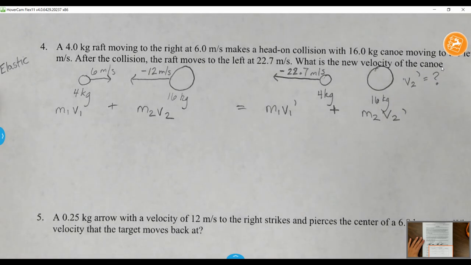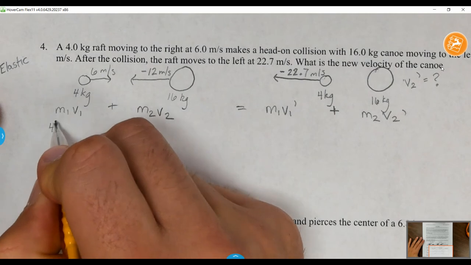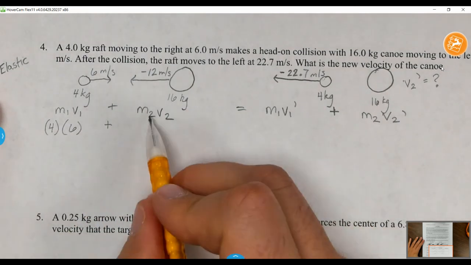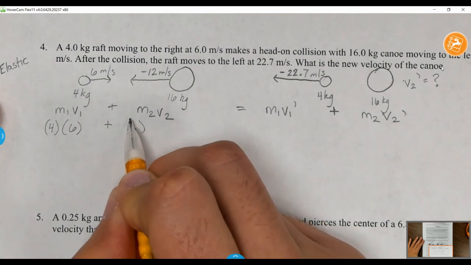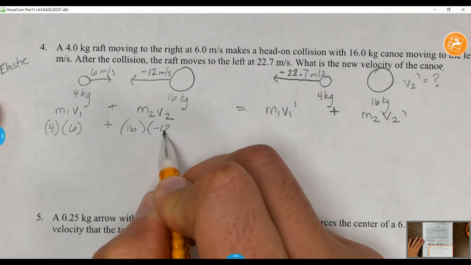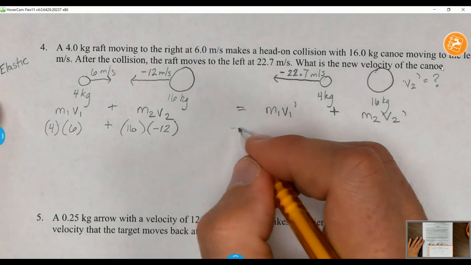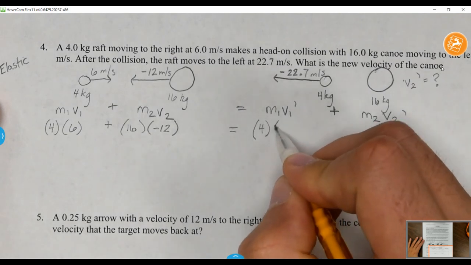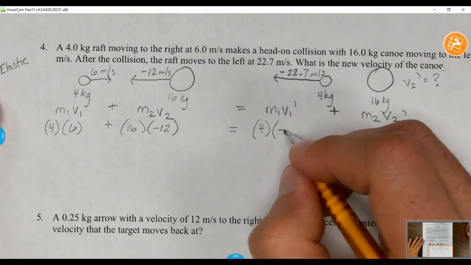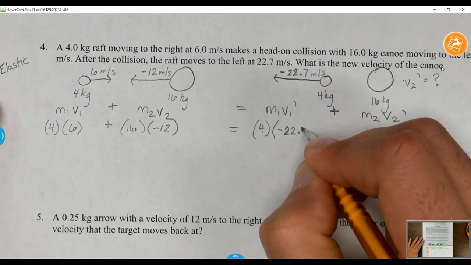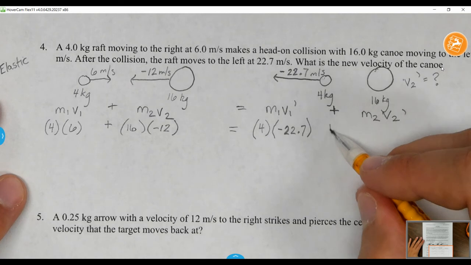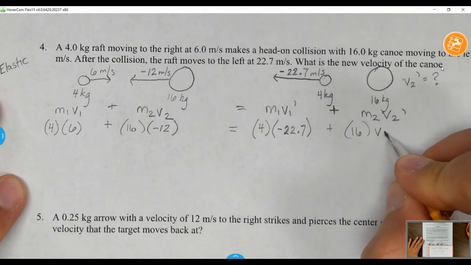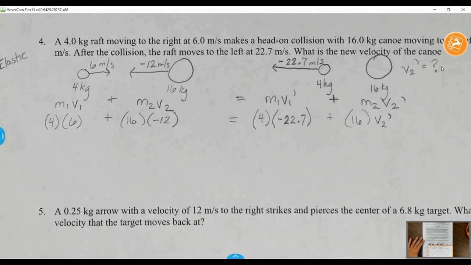Once you have that, now let's plug everybody where they need to go. So we have 4 times 6 plus the mass of this guy, which was 16, times negative 12, which equals the mass of the raft, which was still that 4, and its new speed is 22.7 to the left, or this negative 22.7, plus the mass of the canoe, which is still that 16, times V2 prime, the only thing we don't know.